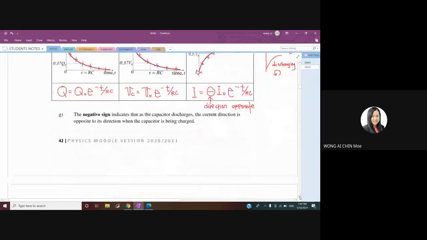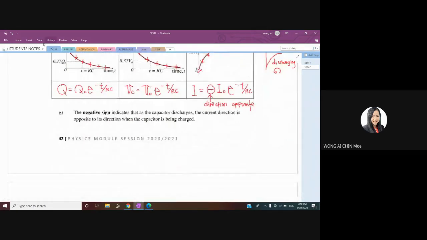Okay, the explanation says that the negative sign indicates that the capacitor is discharging. The current direction is opposite to the direction in which the capacitor is being charged. So the negative here shows the directions of charging and discharging. The currents of the charging and discharging processes are simply opposite.